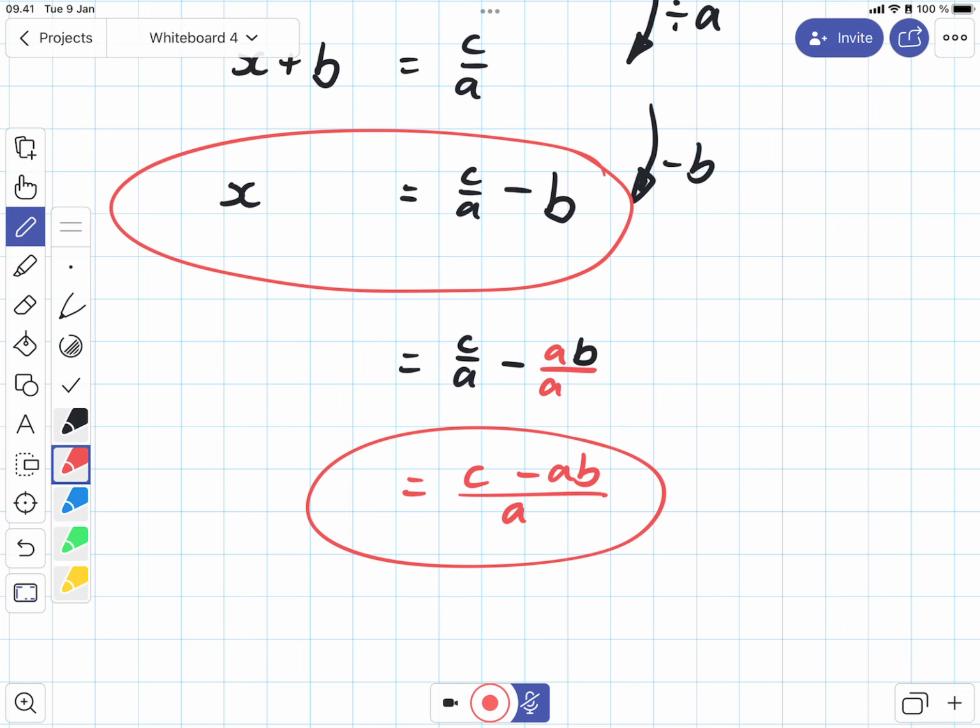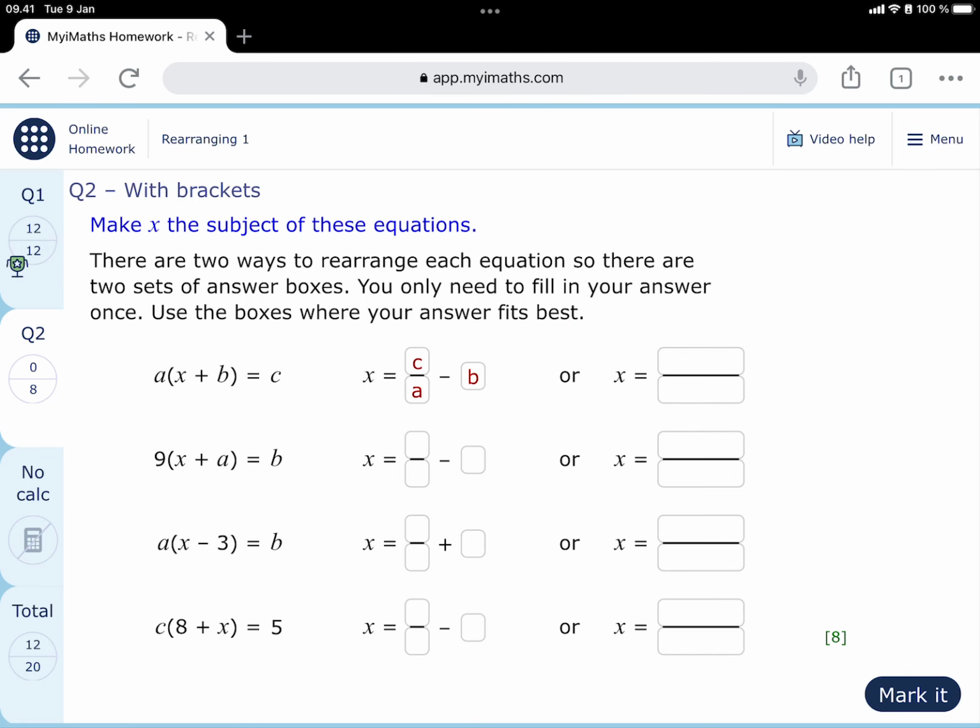Now I'm going to do it the first way, and for all of these I'm just going to do them one way, whichever way it turns out. But on the iMaths exercise you also only need to fill in one answer, not both. So I filled in the boxes there for the first one.